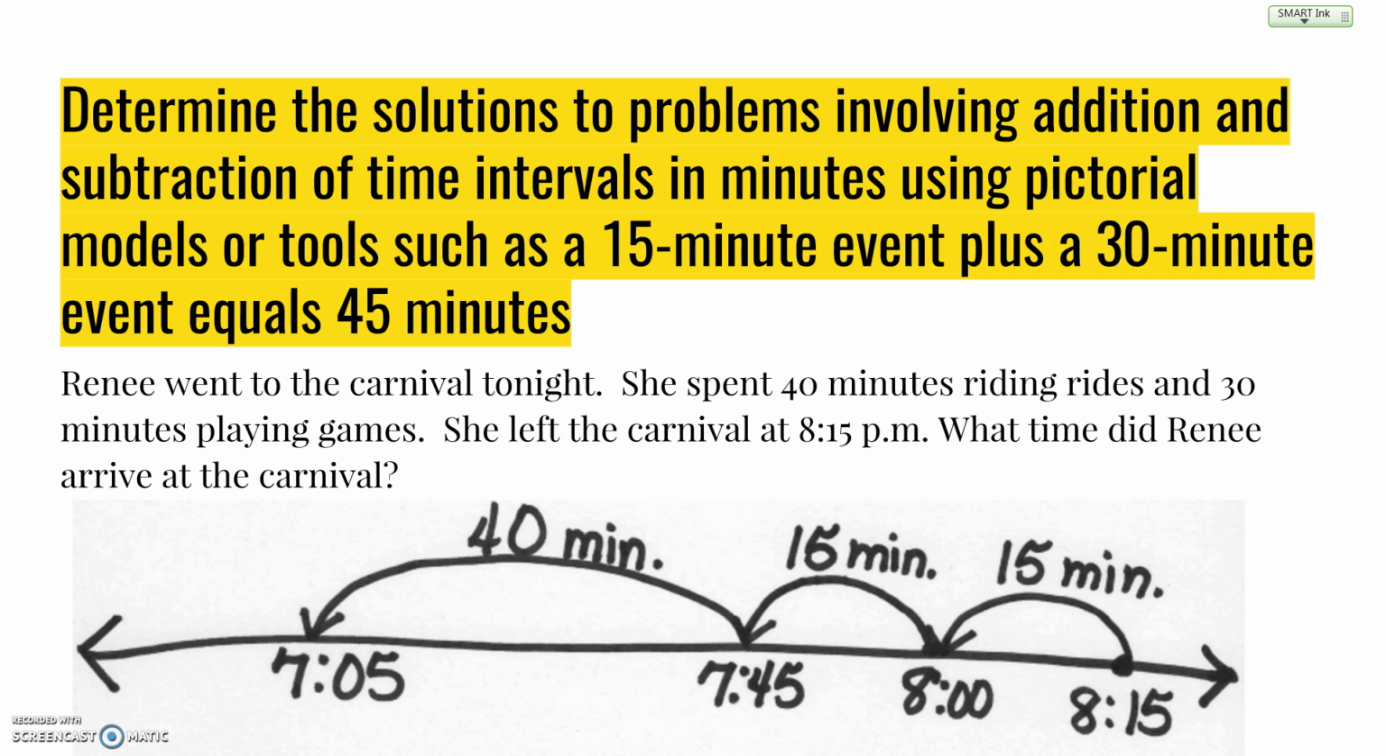Renee went to the carnival tonight. She spent 40 minutes riding rides and 30 minutes playing games. She left the carnival at 8:15 p.m. What time did Renee arrive at the carnival? So this time we know the ending time.